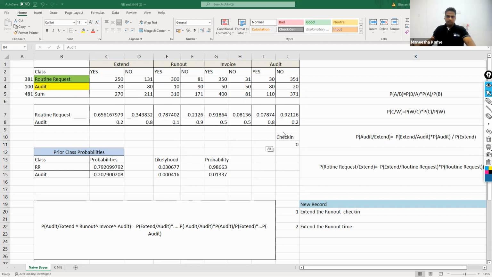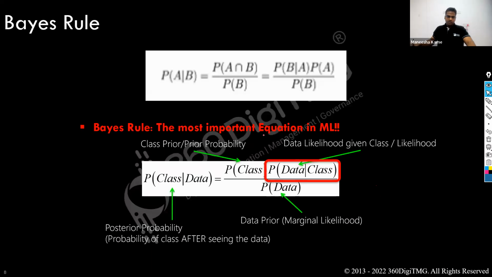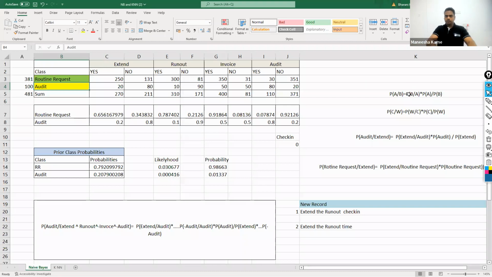Now, going by this formula, probability of class given data is equal to probability of class into probability of data given class, divided by probability of data. The same formula, we will take that and put it here.